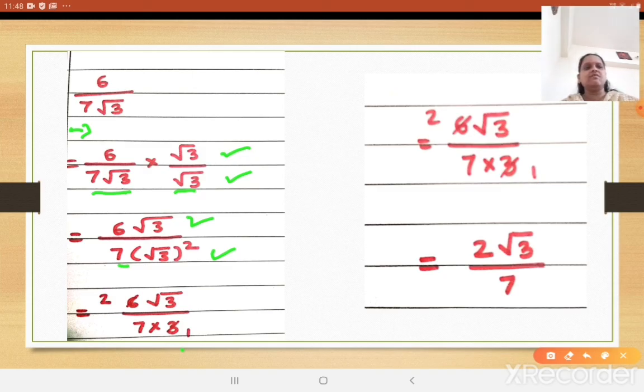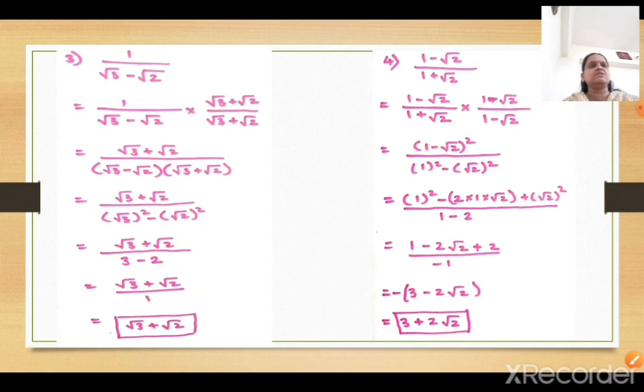So you will get, I have written that step once again over here, 2 root 3 upon 7 into 3. So after reducing that you will get the final answer here as 2 root 3 upon 7. You can see the denominator here as what? A rational number. Let us continue with the next sum.